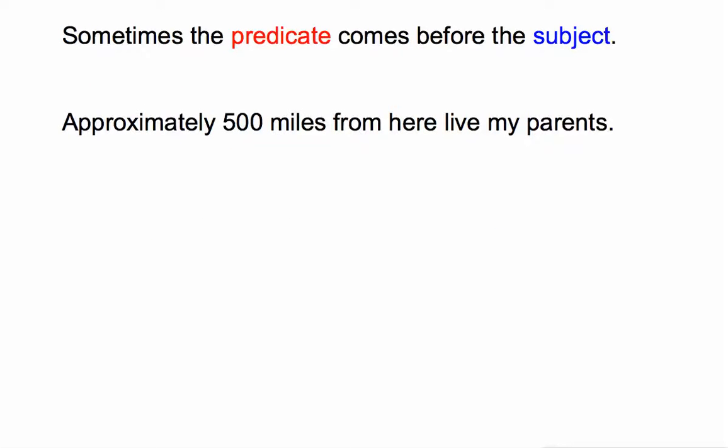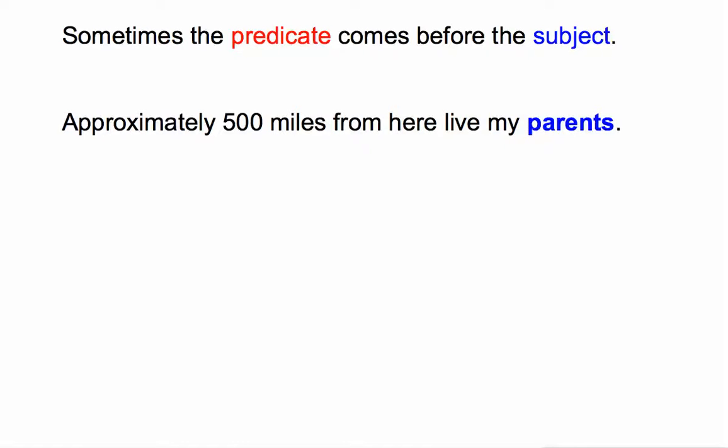It's also important to note that sometimes the predicate can come before the subject. If we look at the sentence, approximately 500 miles from here live my parents, our instinct is to find the first noun, miles, and say that's the subject. But you always have to ask the question, who or what is this sentence about? It's not about the miles. It's about the parents. So parents is the simple subject.